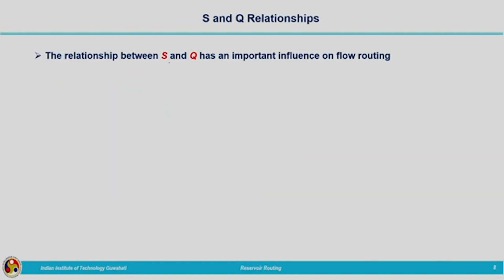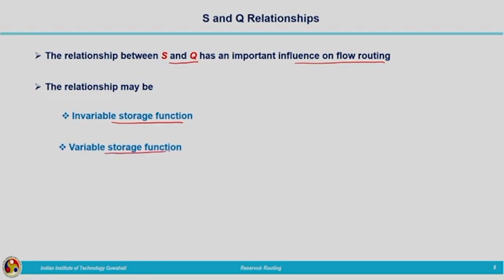The relationship between S and Q has an important influence on flow routing, because that is the factor which is determining the extra condition required for solving the problem. That is, along with the continuity equation, we need to have the storage outflow relationship. The relationship may be invariable storage function or variable storage function.